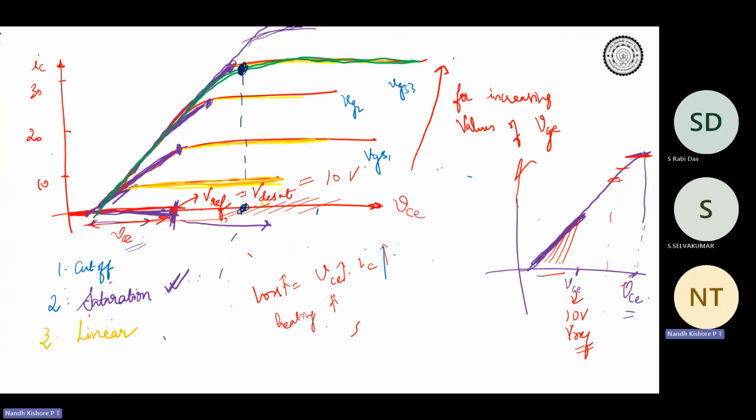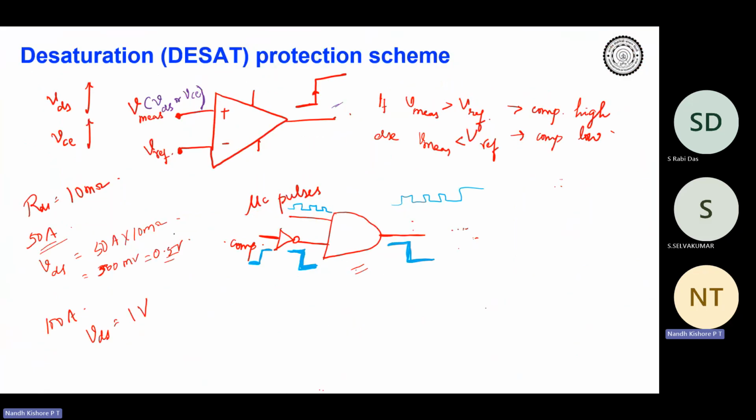Because you know that beyond this point, the voltage goes on increasing. So hence there will be a huge power loss across the device, correct? And it can cause heating. So this is the transition region.